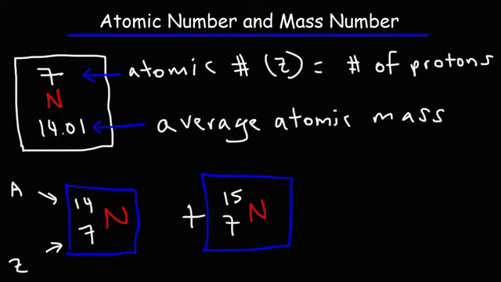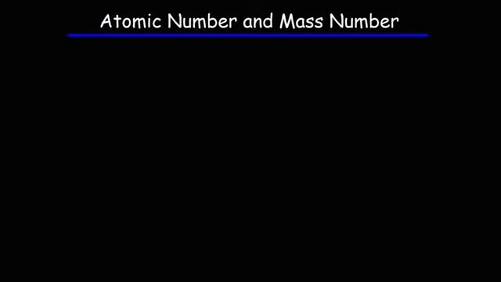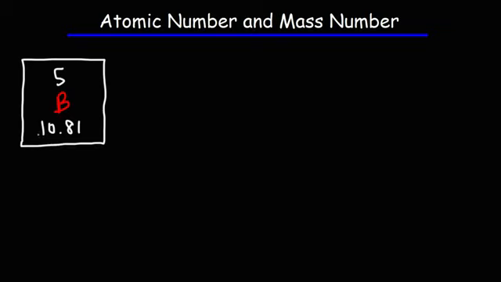Now let's look at another example. Let's consider the element boron. On a periodic table, you'll see a 5 on top of boron, a 10.81 below it. Now, boron has many isotopes, but there are 2 main isotopes. There's boron 10 and there's boron 11. Those are the 2 most common isotopes of boron.